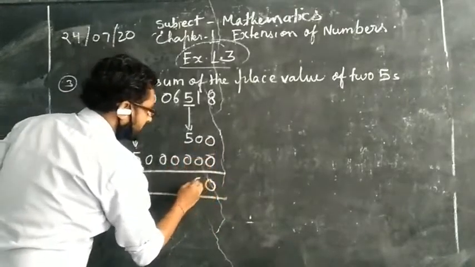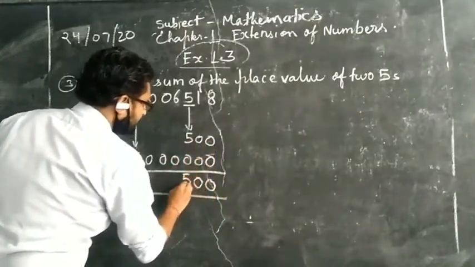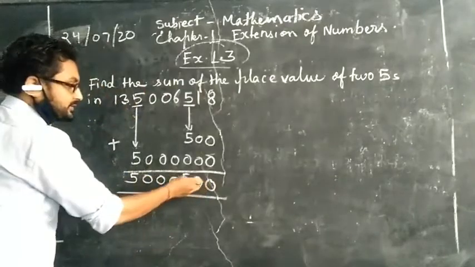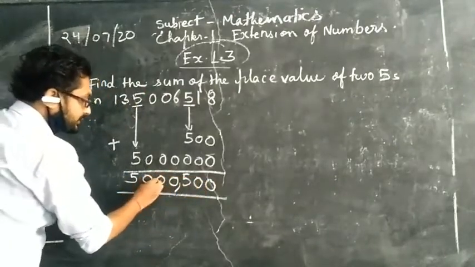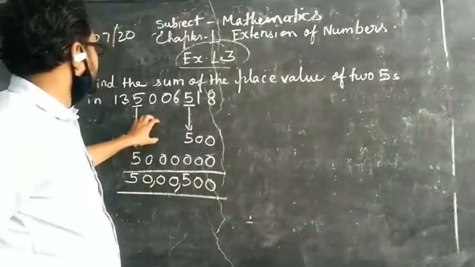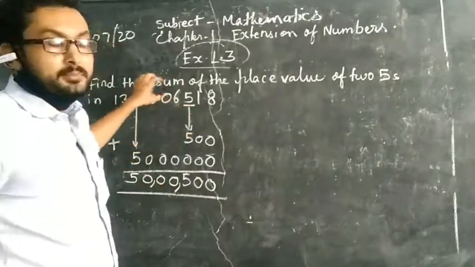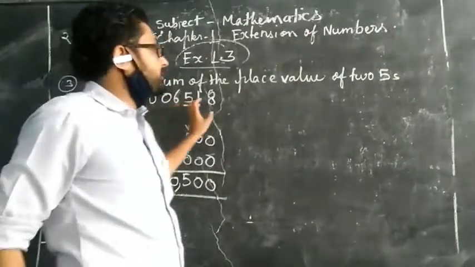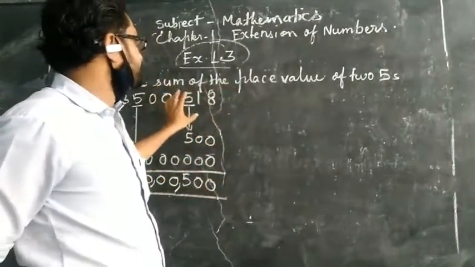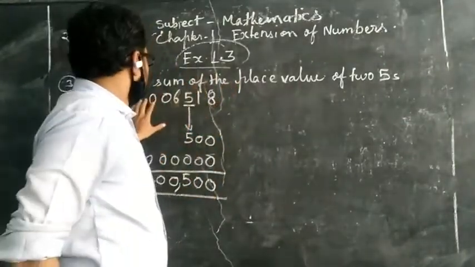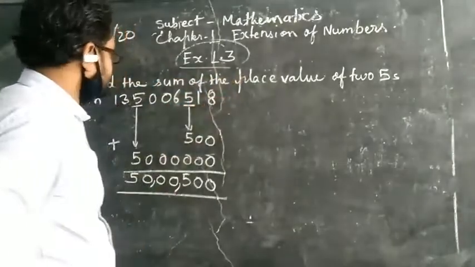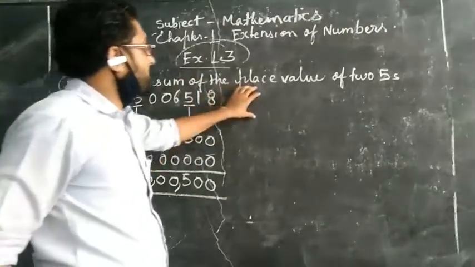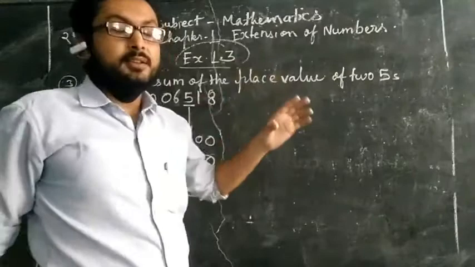0, 0, 5 plus 0 is 5, 0, 0, 0 and 5. Now 1 stands at hundred, comma, thousand, 10,000, comma. So this is the sum of both place values of the 5s in the number. Like that we can find the sum of the place values of any digit in any number, and we can also find the difference of the place values.